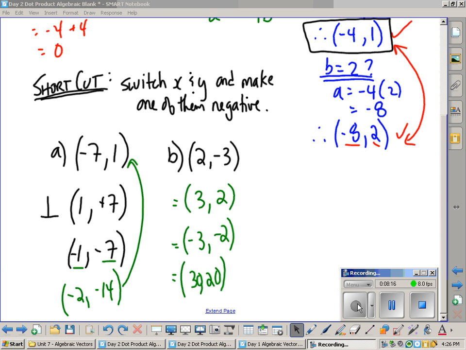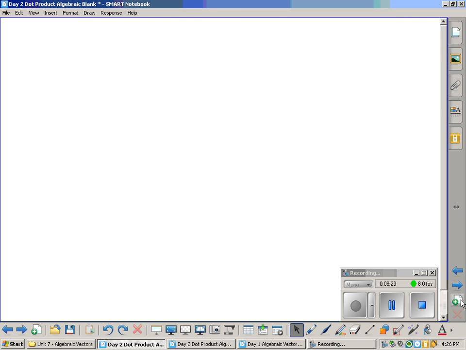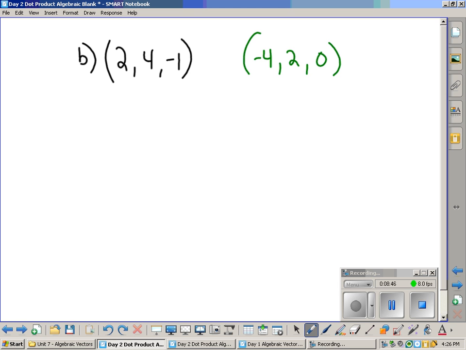So the question is, will this same shortcut work in 3 dimensions? And let's show you that. So we're going to start with a 3-dimensional vector here now, 2, 4, negative 1. And I'm going to show you one that's perpendicular. And then I'll see if you can notice the pattern. So this is perpendicular. It's kind of a cheesy way, but it works really nicely.